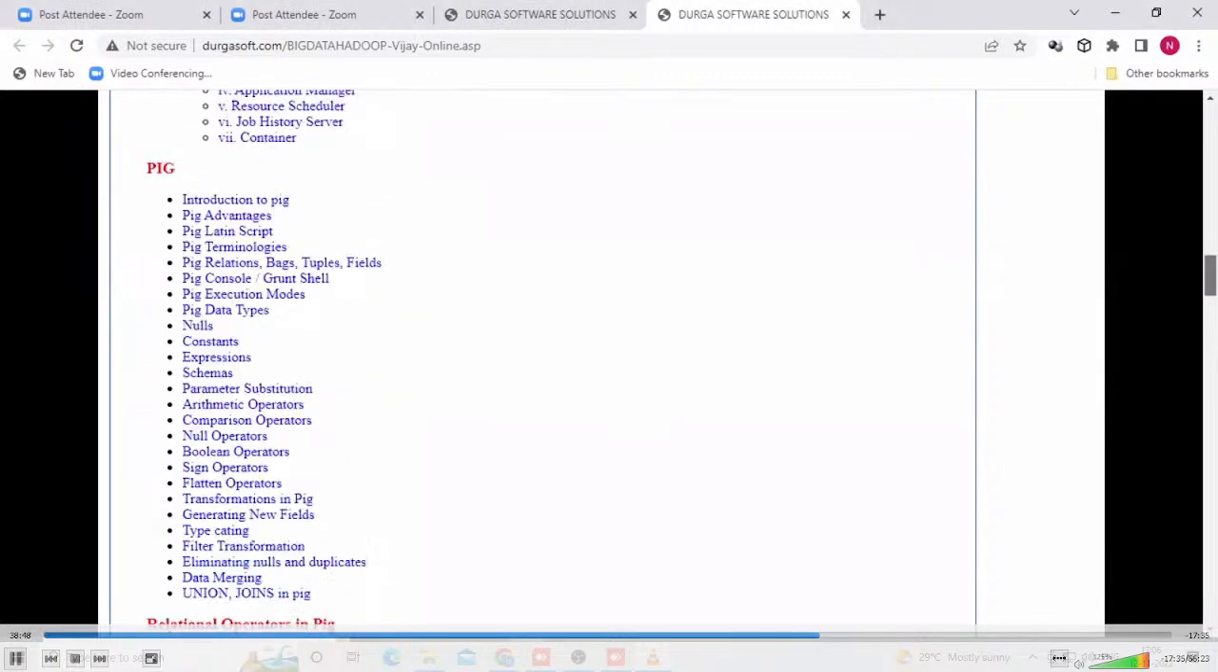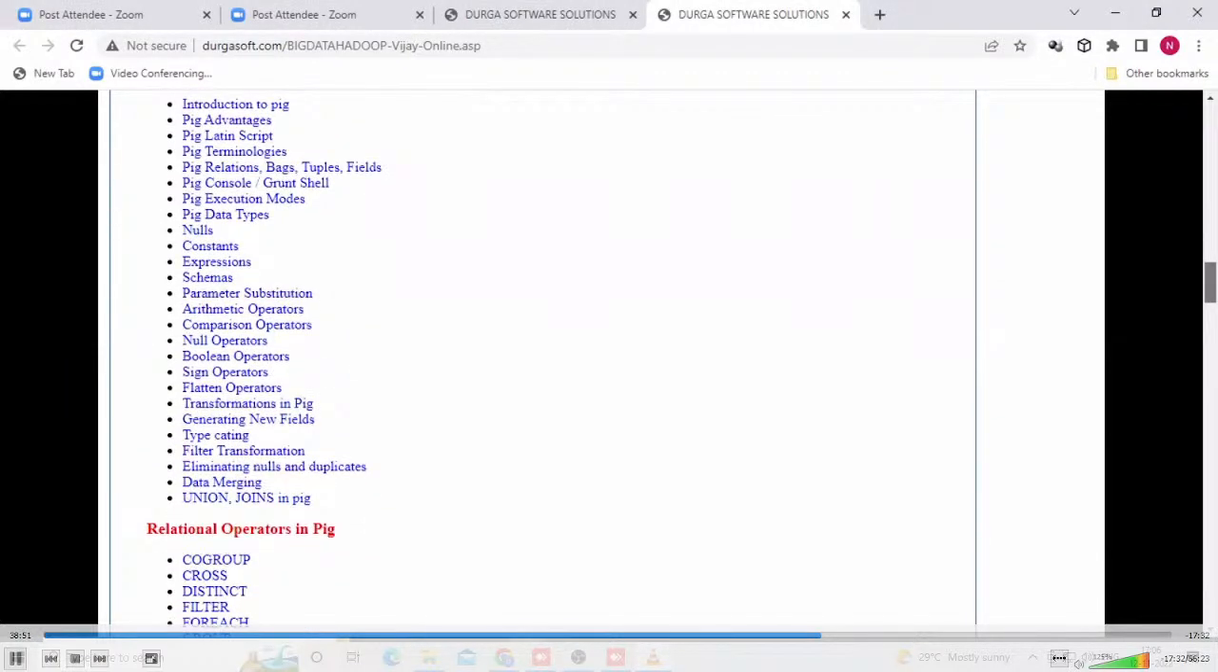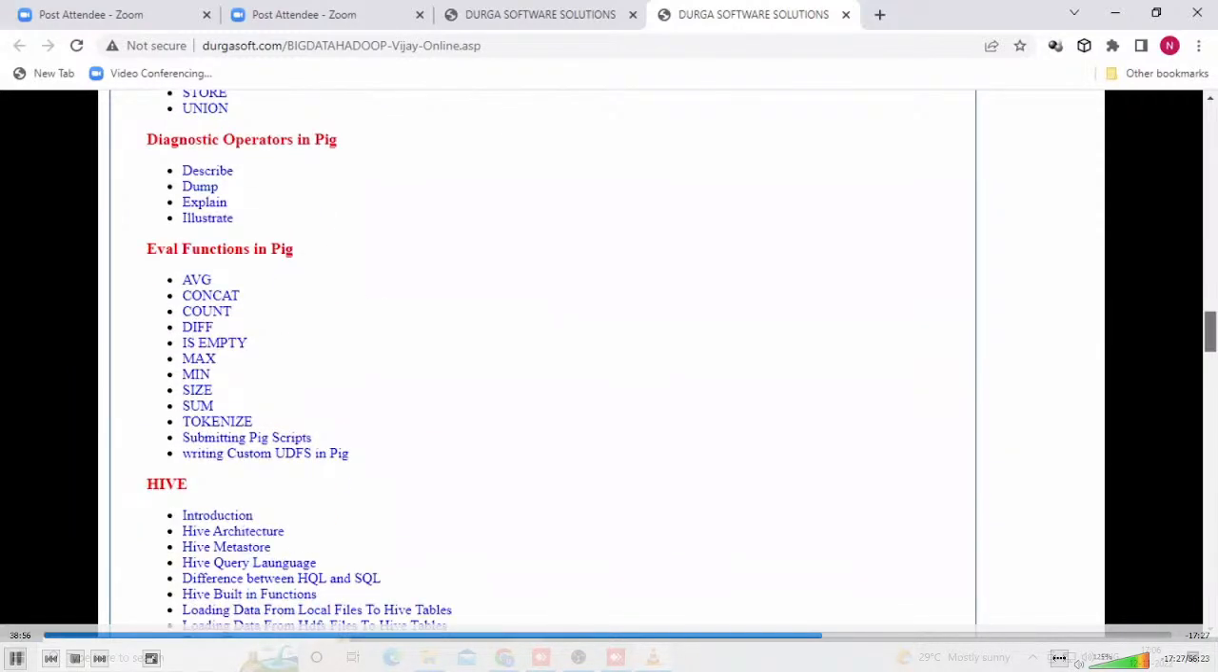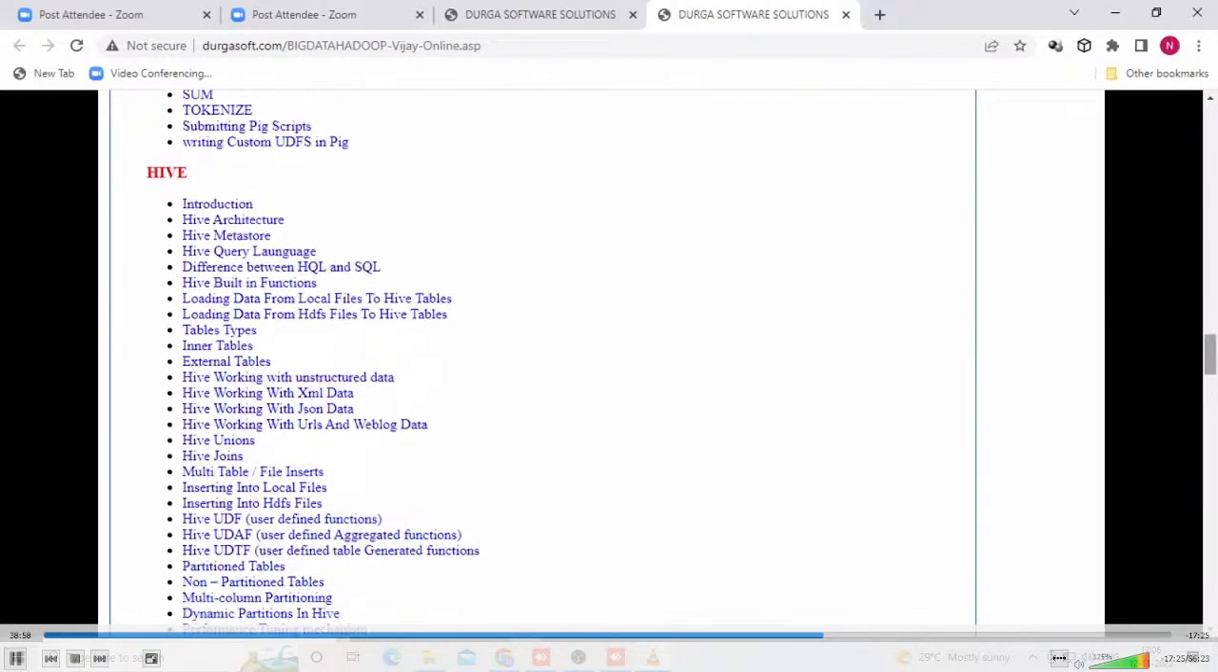Pig is one more processing component. It's a data flow language, and we use Pig scripting. Next I am discussing the Hive component. Hive is an important component of Hadoop, which is used in every project. It's a data warehouse kind of environment in the Hadoop framework, where we'll be creating tables and performing querying. We'll create different types of tables: internal, external, partitioned, non-partitioned tables.